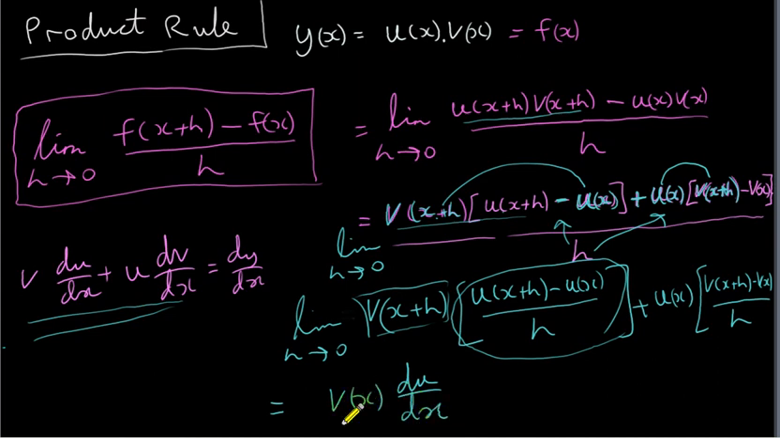v of x just means v. We can actually just drop this. v is a function of x. We can just write v. That's when h goes to 0 here. And over here then we have plus u of x. We can just write u times the limit as h tends towards 0 of this thing here, which is Newton's quotient applied to v. Well, that gives us dv dx. So that's the product rule. So dy dx is v du dx plus u dv dx.